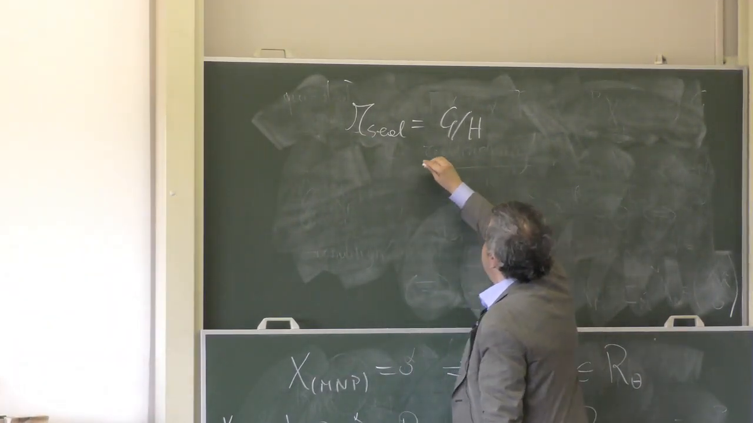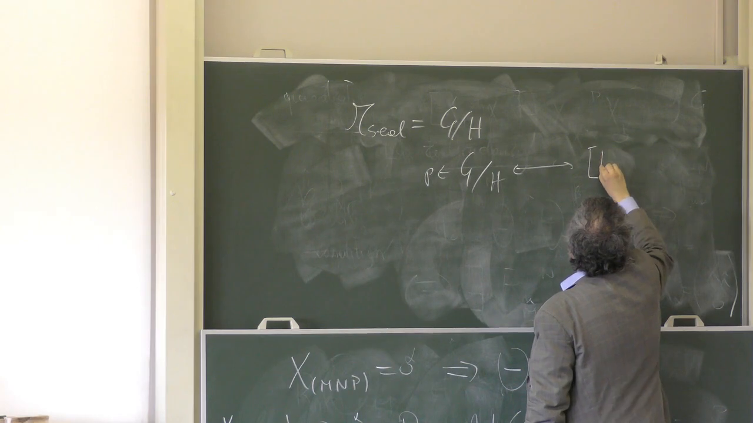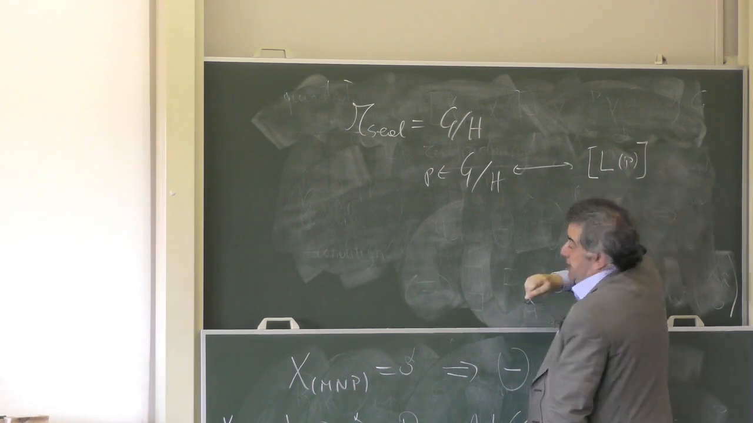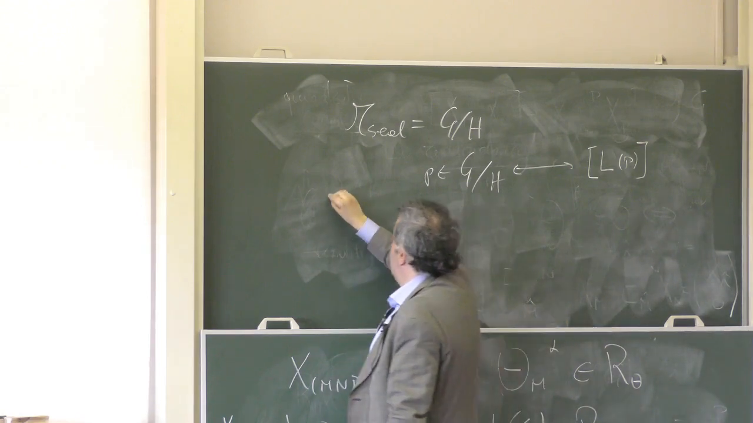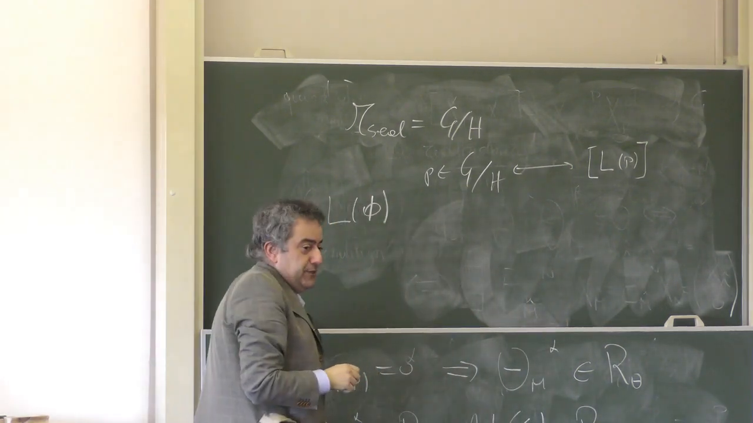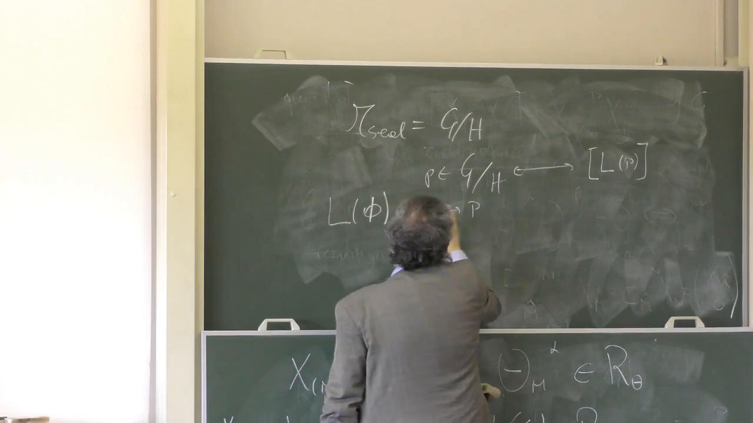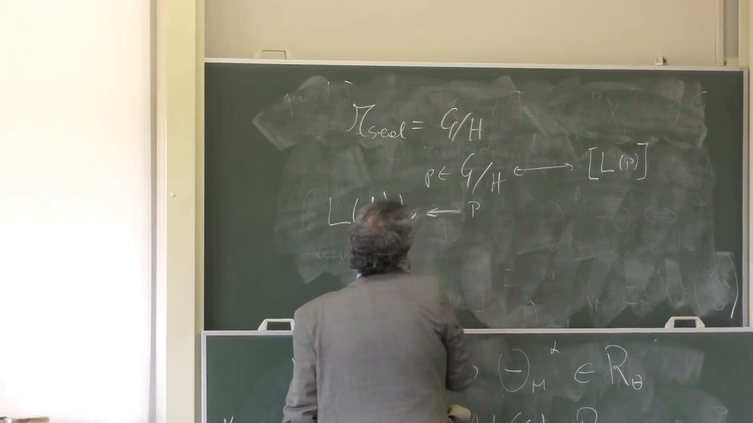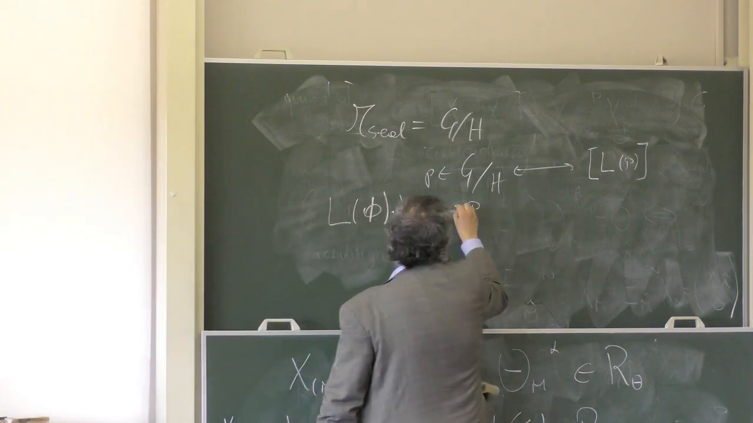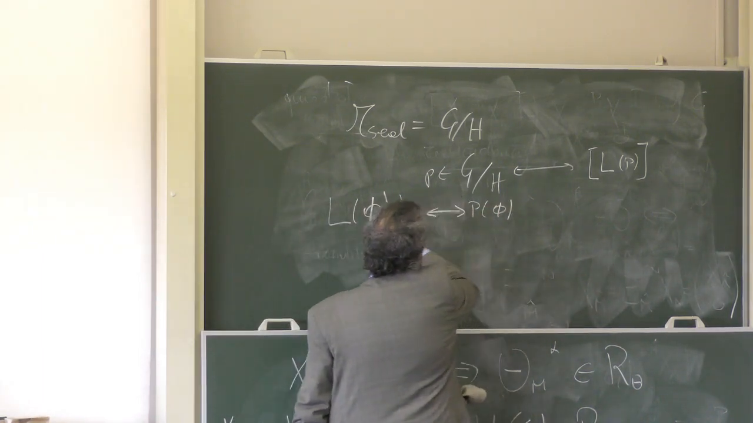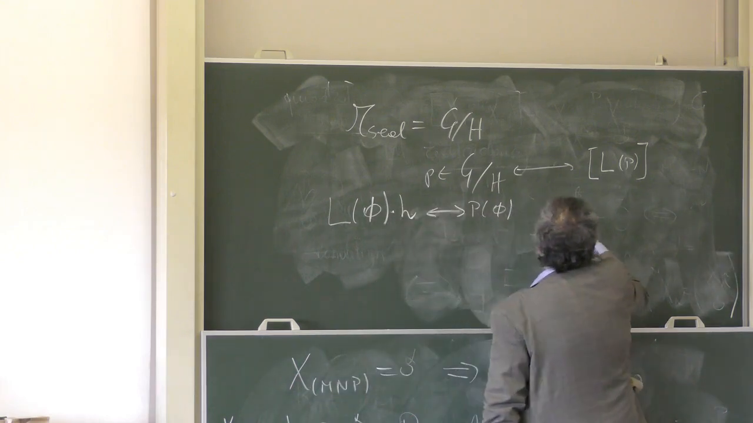Now, we have seen that each point P in this manifold is in one-to-one correspondence with a left coset, okay? And picking a representative of the coset means choosing a parametrization. So, we choose a coset representative, that is a parametrization, which is in one-to-one correspondence with our point P, modulo the right action of the group H, the isotropy group H, okay? L of phi, so phi are the coordinates labeling the generic point P, okay?